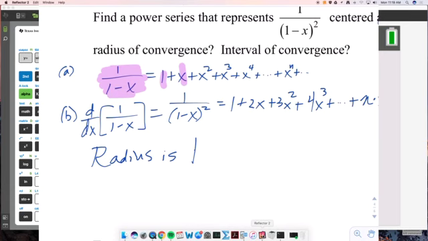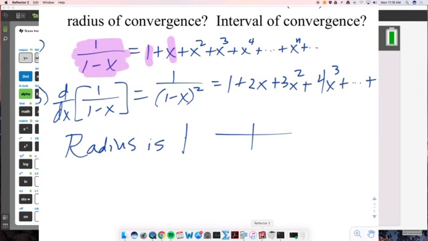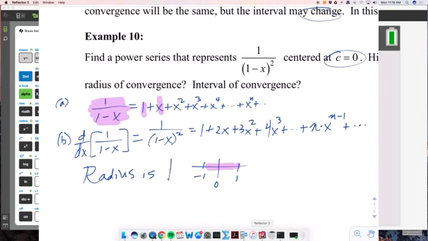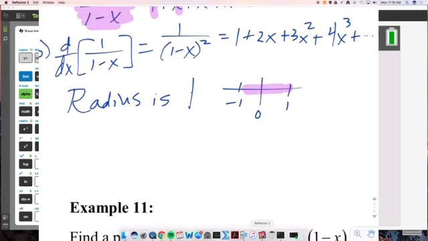But the radius is 1. Okay? So if you draw your little number line, it was centered at 0, and you could do this for every problem. You know it's going to converge now on the open interval from negative 1 to 1. The endpoints never worked for 1 over 1 minus x, but I took the derivative, which means now I have to retest the endpoints, okay?